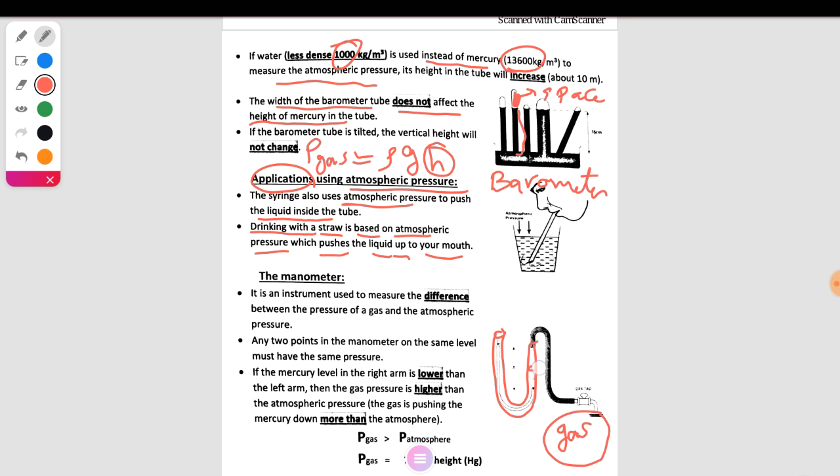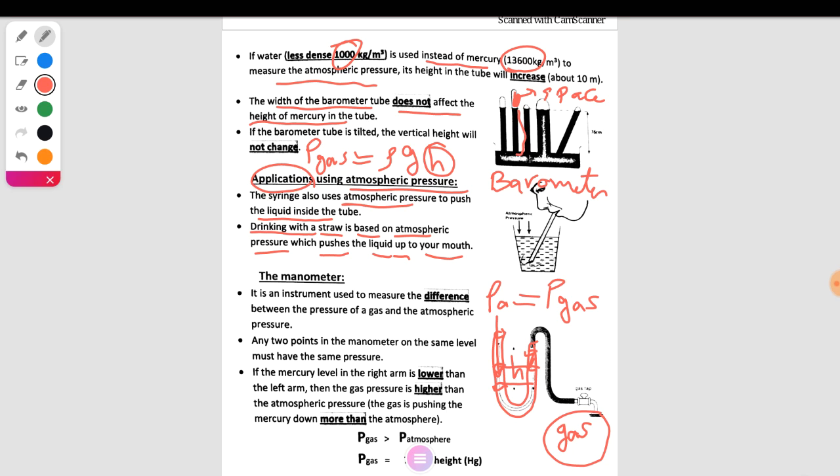If the liquid surfaces have the same level, this means that the open side is exposed to atmospheric pressure and the second side is affected by the pressure of the gas. When the surfaces of the liquid are at the same level, this means that P gas equals P atmospheric. If the atmospheric pressure increases, it pushes the liquid down and the surface of the liquid on the second side goes up. The difference between them represents the height h.